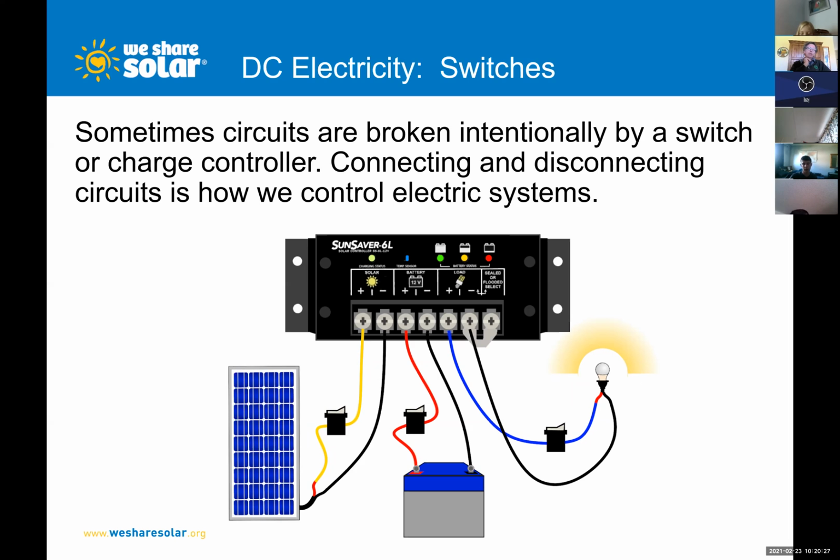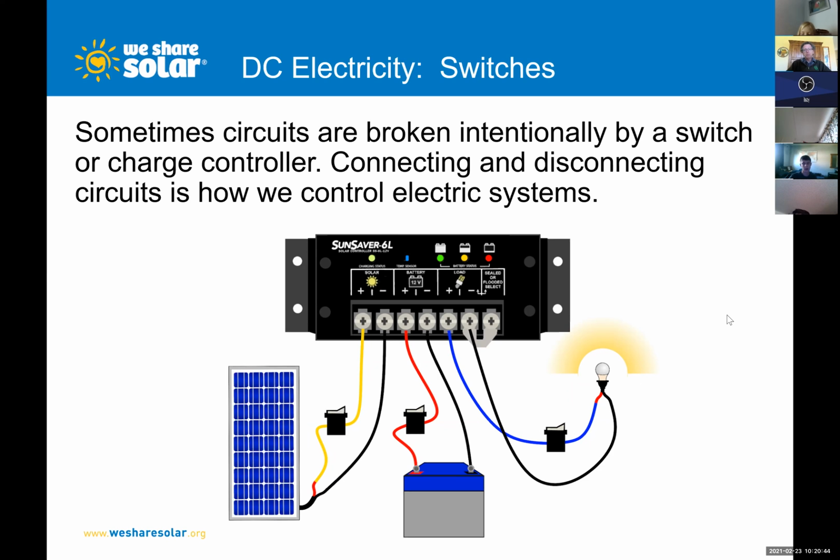And then also batteries don't want to be overcharged. So the charge controller can keep track. Oh, the battery's pretty full. We're not going to give it any more power because we don't want to cook it. Anyway, these little things represent switches, like on-off switches.